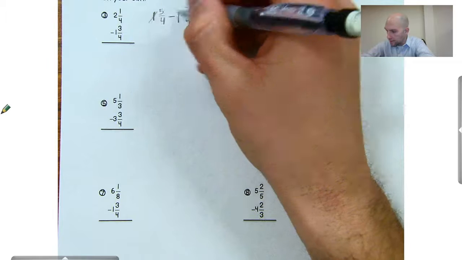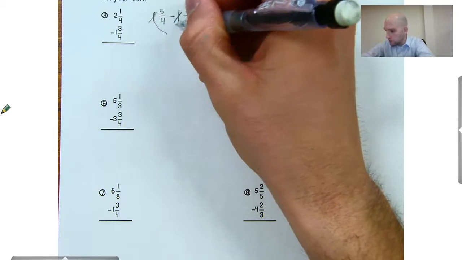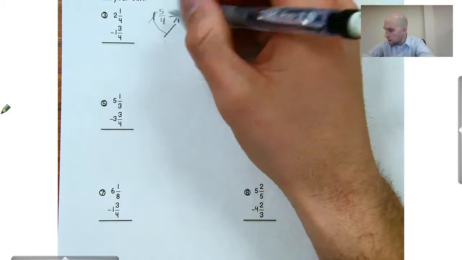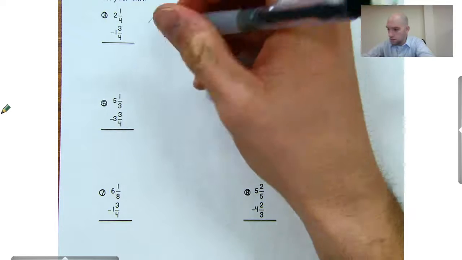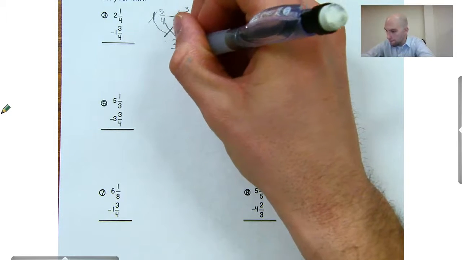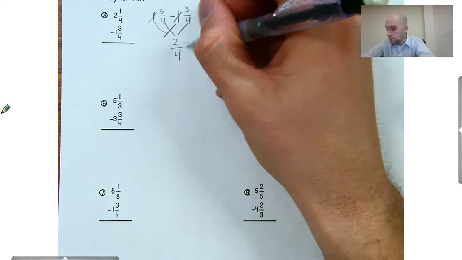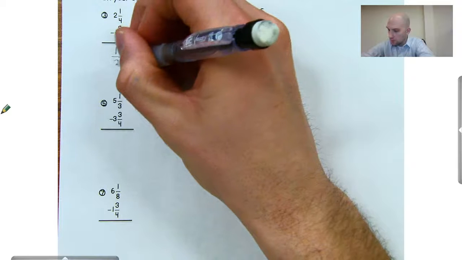Well, our 1s are going to cancel out. 1 minus 1 is 0. And then our fractions, we have 5/4 minus 3/4. That's going to give us 2/4. 2/4 equals 1/2. This will just be 1/2.